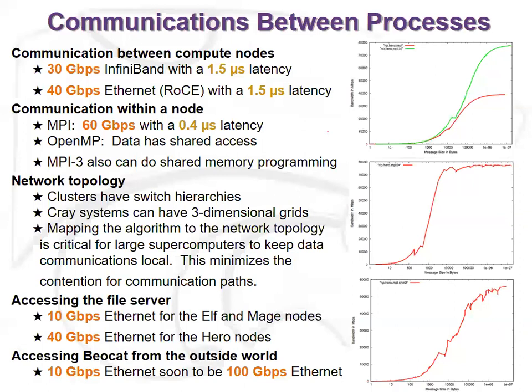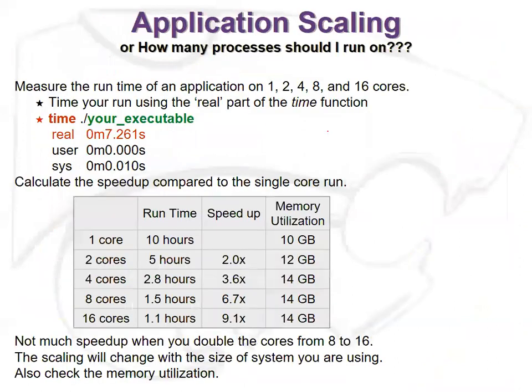So we can see roughly 20 gigabits per second getting to the file server. We can handle that on most of our nodes. The ELF and MAGE nodes are limited to 10 gigabits. The HERO and DWARF nodes can see the full 20 gigs to the file server. The current moles are limited again to 1 gigabit, so that's not where you're going to want to run stuff that depends on file server access.